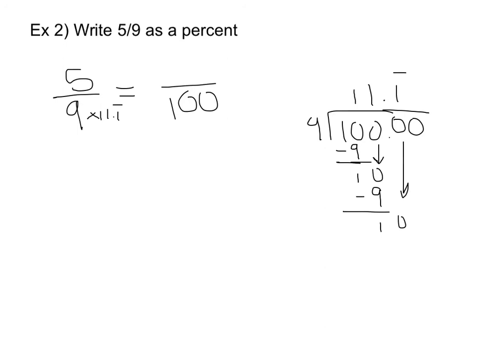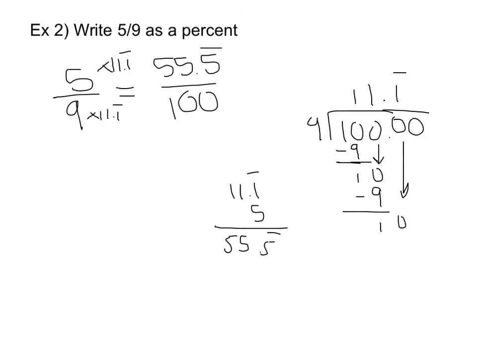So I know that what I needed to multiply my 9 by was 11.1 repeating. So then I'm going to have to multiply my numerator by 11.1 repeating. So we're going to take our 11.1, multiply it by 5, and we get 55.5 repeating. Big shock since we just did that last problem, right? So now again we have 55.5 repeating out of 100, and we know that written as a percent, that is 55.5 repeating percent.